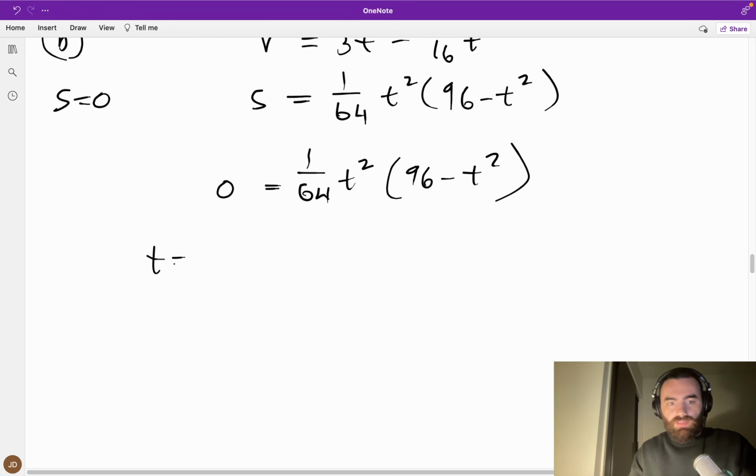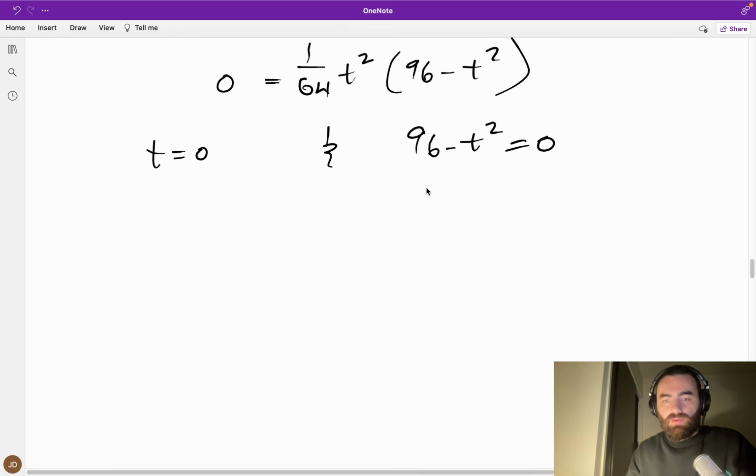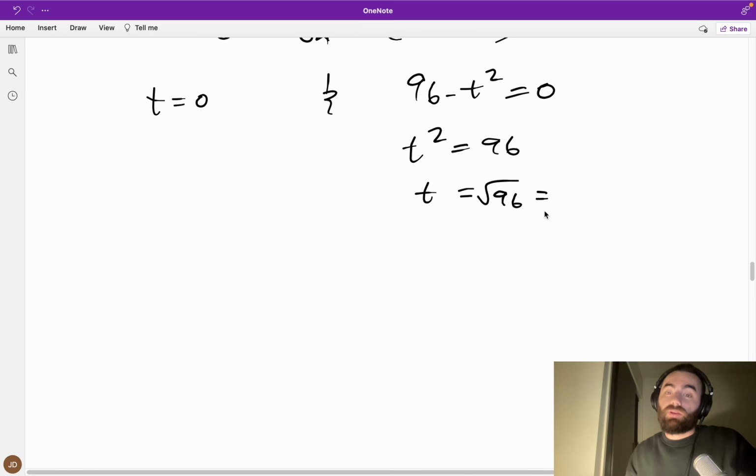So this occurs when t equals 0, right? And obviously when t equals 0, s equals 0. Starts at time 0 from displacement 0. And then 96 minus t squared equals 0, so we get t squared equals 96. So t equals the square root of 96, which could be written as the square root of 16 times 6.